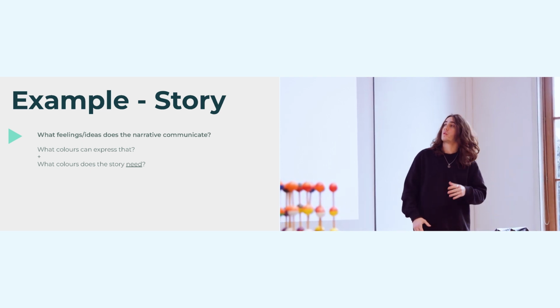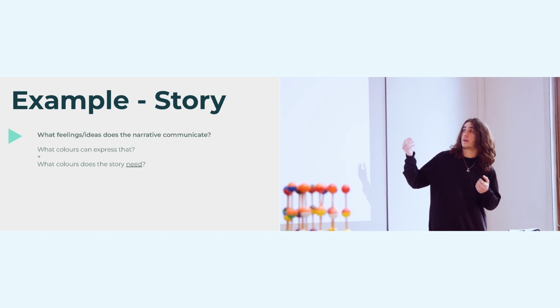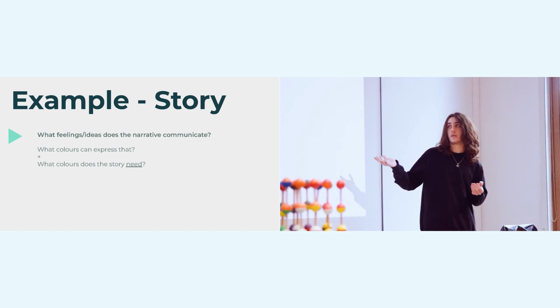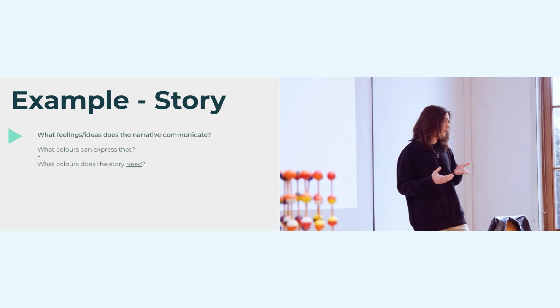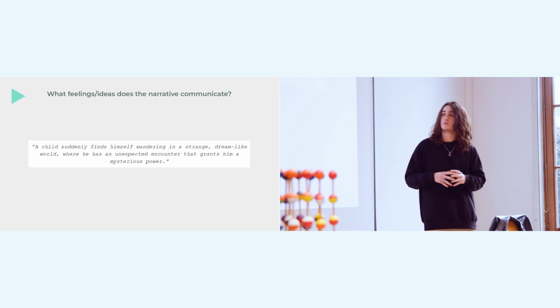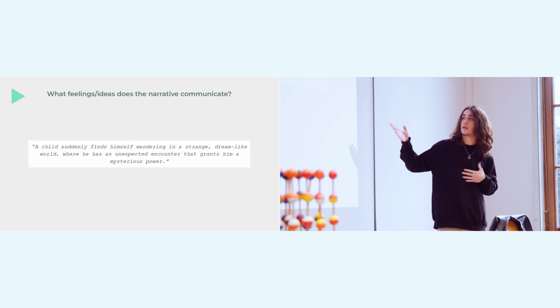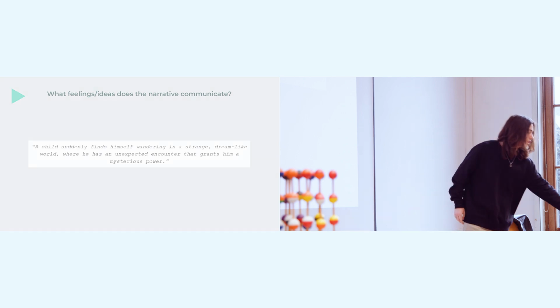So, for example, what I'm working on is to begin with the story. I ask myself what feelings or what ideas the narrative of the story wants to communicate, and what colors I can use to express that, but also what colors I need to express that, because the story has its own meaning and its own boundaries. So my story is closely based on a child that suddenly finds himself wandering through a strange dreamlike world, and that has an unexpected encounter that gives him a mysterious power. That's the core of the story, the main subject that I'm treating.